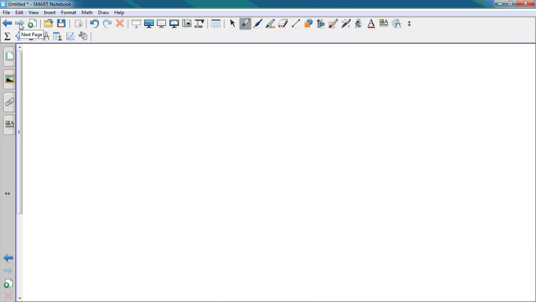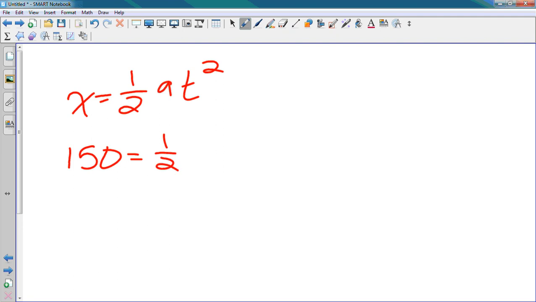Okay, what other one? Let's do another one. Number 16. Number 16 says x equals 1/2 a t squared. It gives me t and it gives me x. So I have 150 for x equals 1/2. It gives me t, but not a. T is 5.